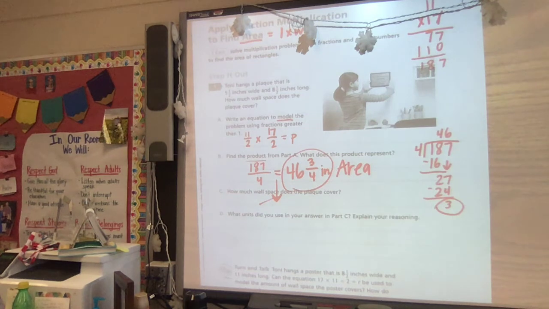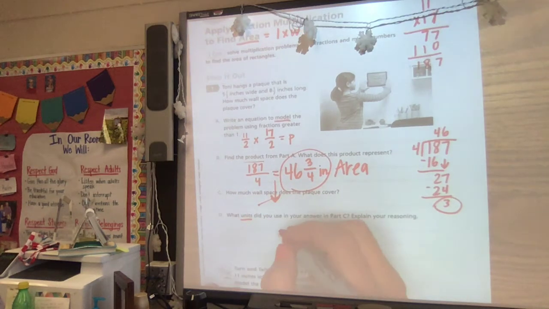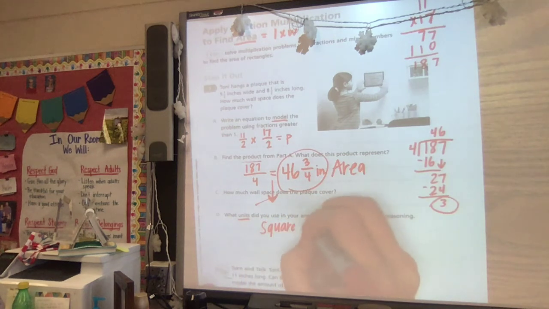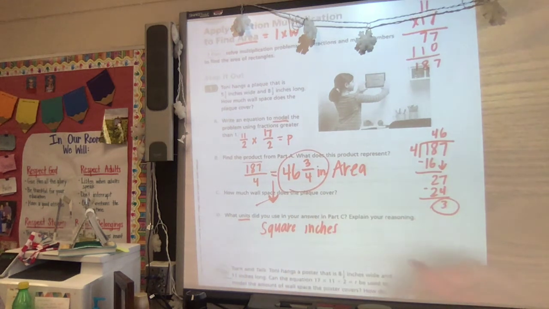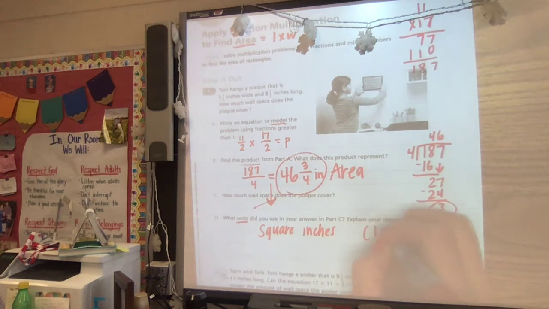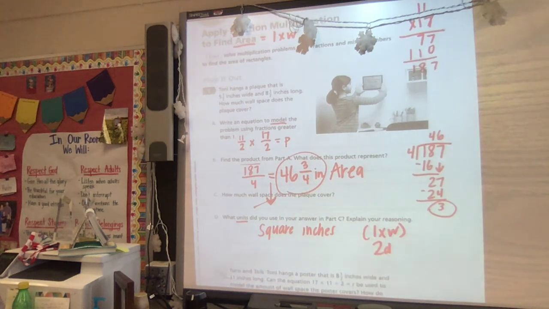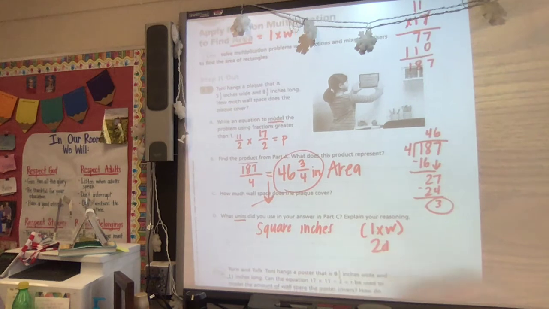All right, what units did you use in your answer? So we know that those are inches, but we call those square inches. And that's because we had length times width. That's a 2-dimensional figure. So square is that 2-dimensional because it's using length and width. So that's why we call it square inches.